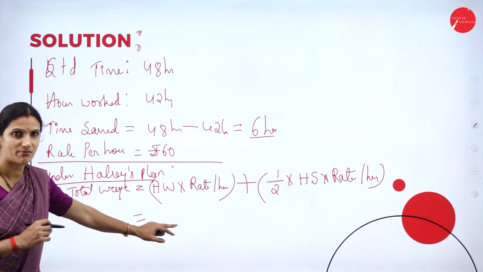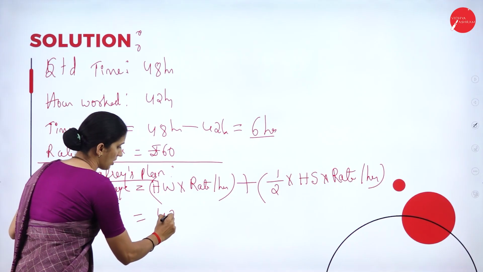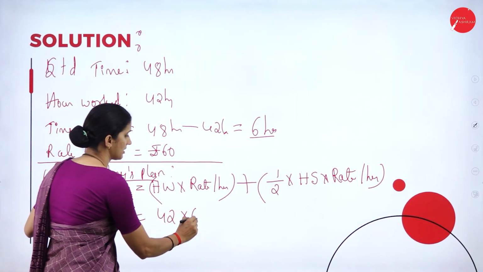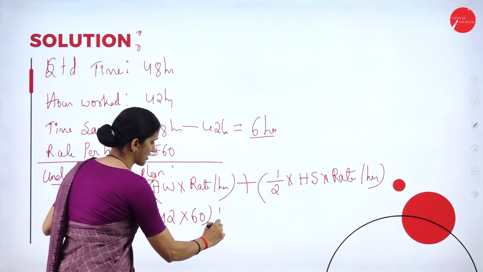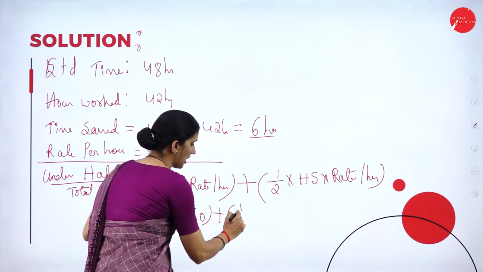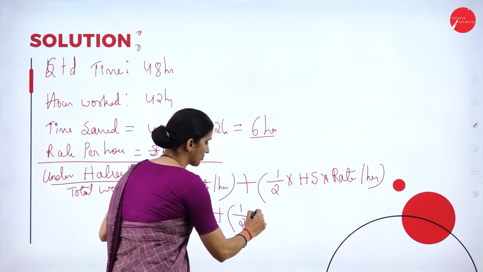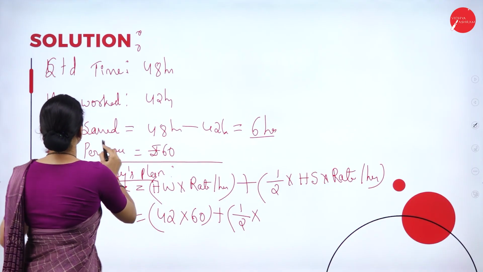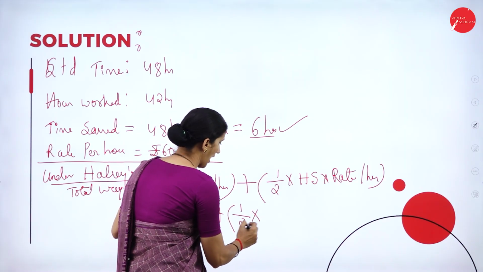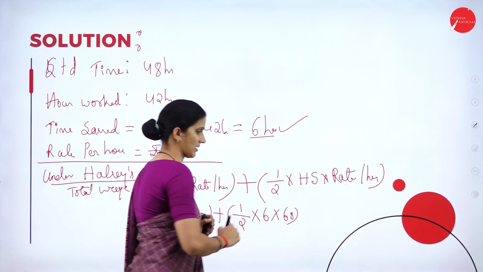So here, what are the hours worked? You have written here, hours worked, it is 42 hours into what is the rate per hour? See here, rate per hour, it is 60. This is one section, that is the guaranteed wage, plus he will get the bonus on hours saved. That means half or 1/2 into time saved, hours saved, we have calculated here, that is 6 hours. So half of 6 into rate per hour, that is 60.